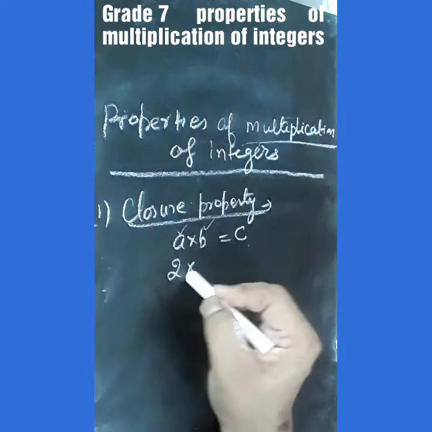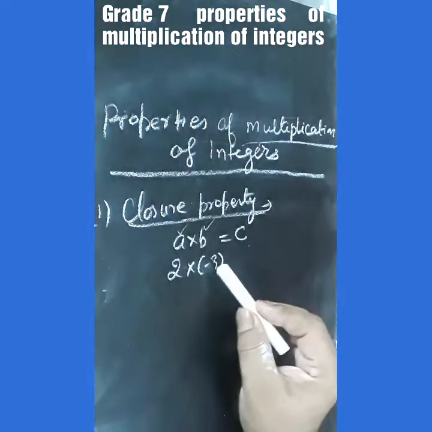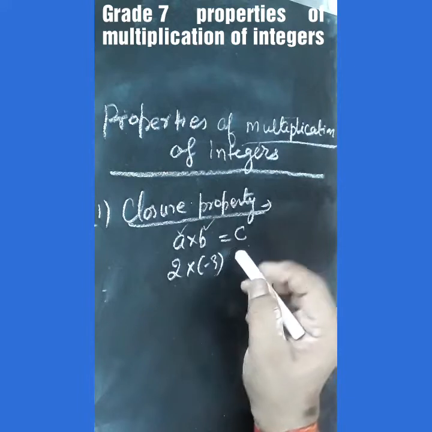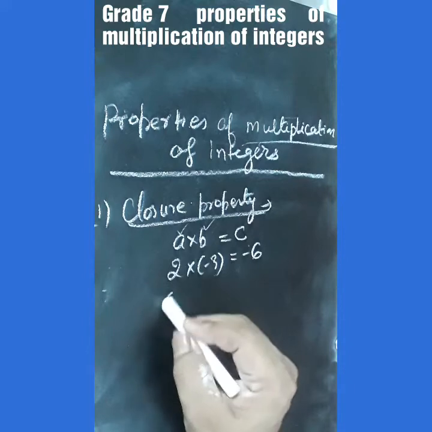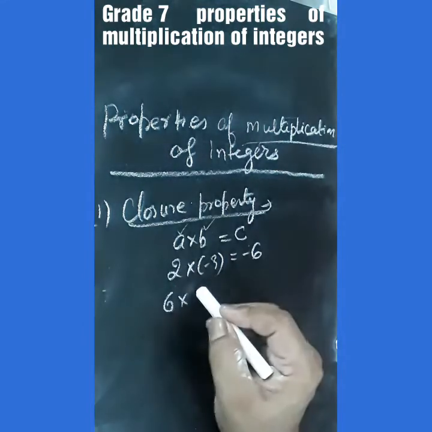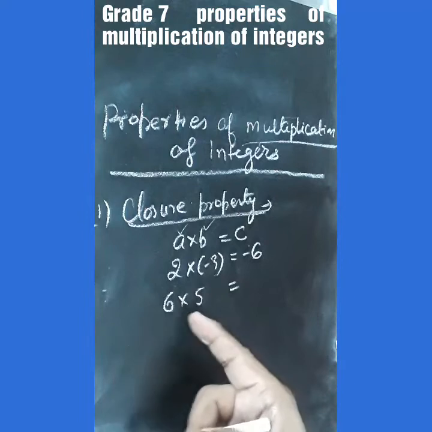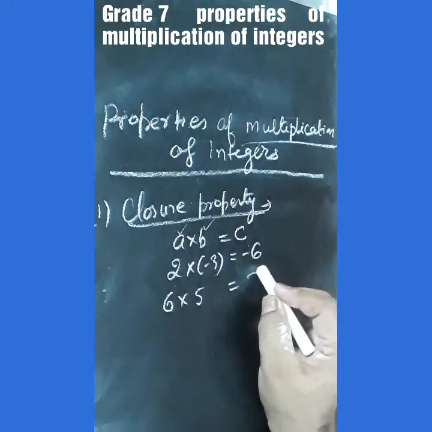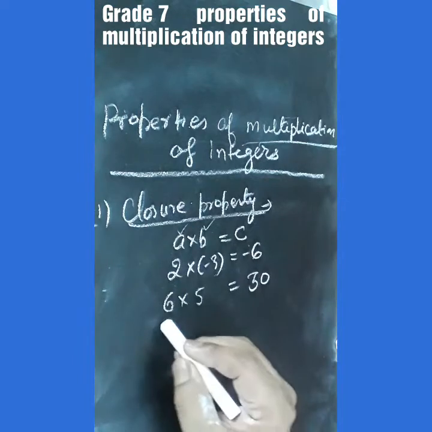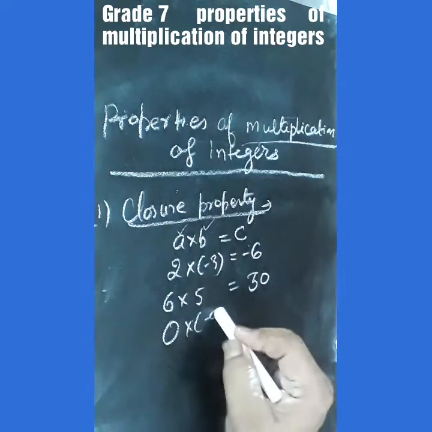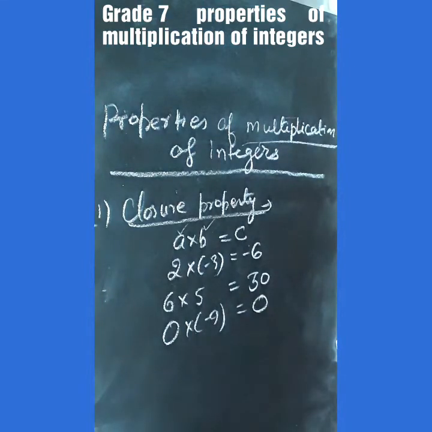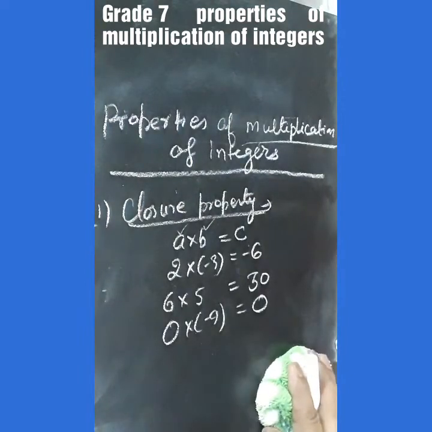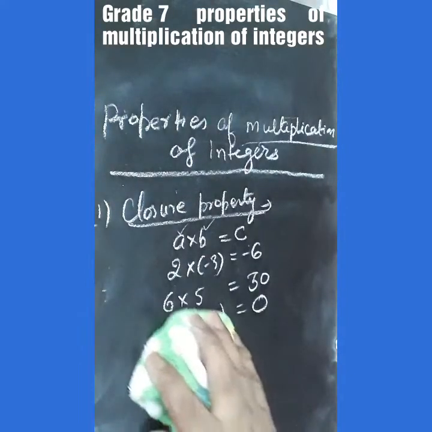If we multiply 2 by minus 3, here 2 and minus 3 are both integers. If we multiply, we get minus 6. This is also an integer. If we multiply 6 with 5, here both are integers. Product we get 30. This is also an integer. If we multiply 0 and minus 9, we get 0. 0 is also an integer. So, closure property holds under multiplication for integers.